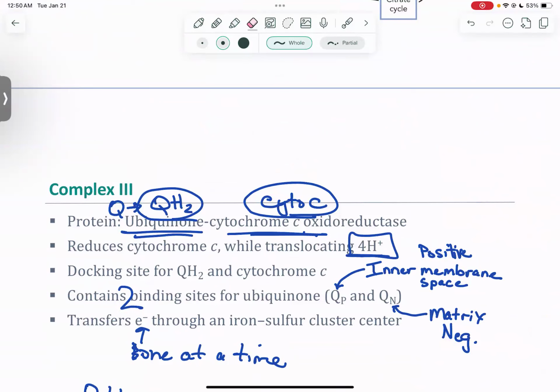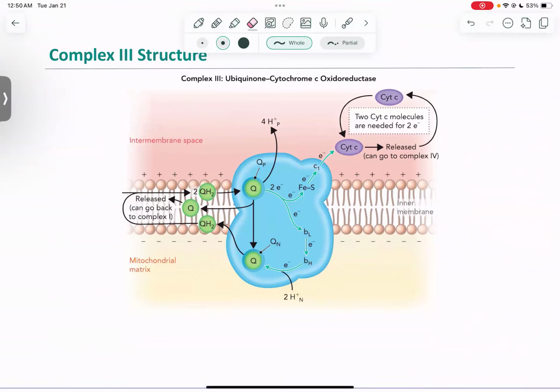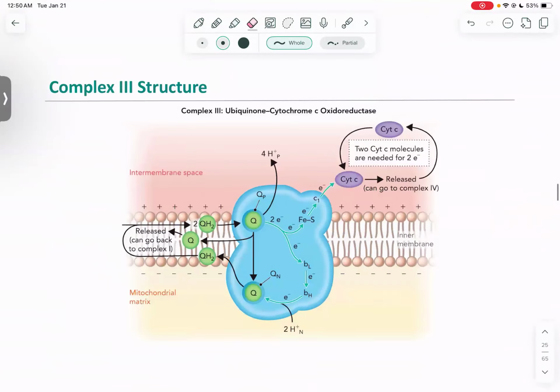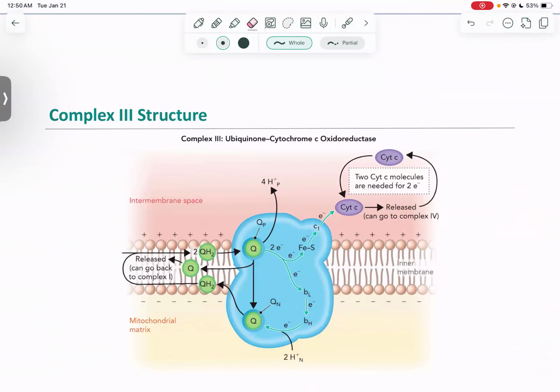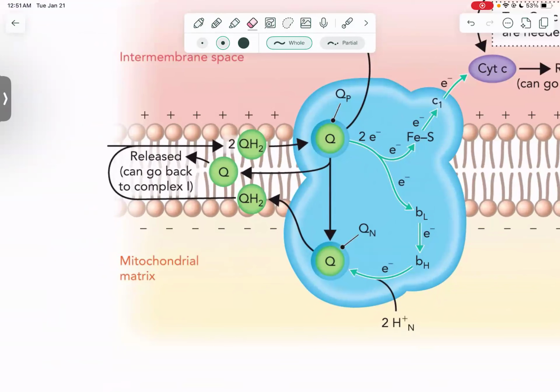cytochrome C oxidoreductase, right? So get comfortable kind of talking about this. And this is where we're going to kind of talk about the Q cycle. So when we talk about that, you have to remember what's happening, right? What's coming in is going to be QH2. Now, to make all of this balance, we're going to show 2 QH2s coming in. So you just got to kind of keep that in mind.